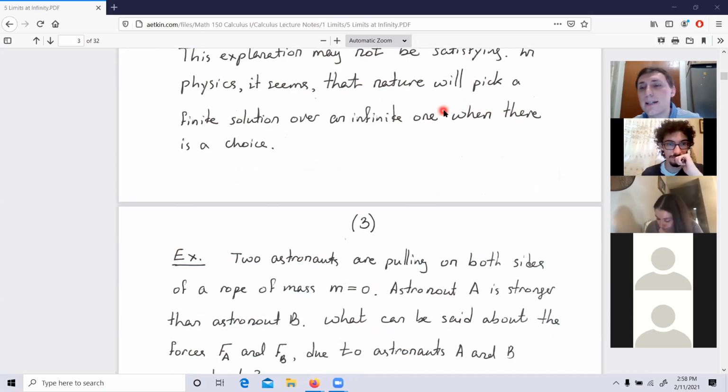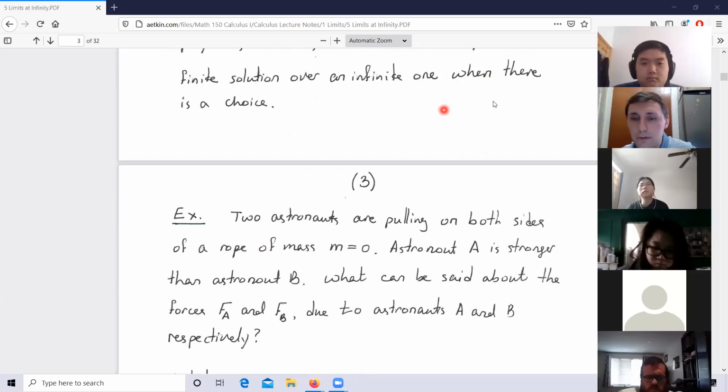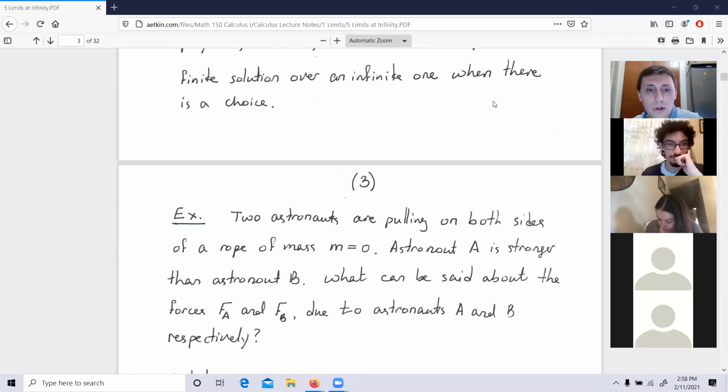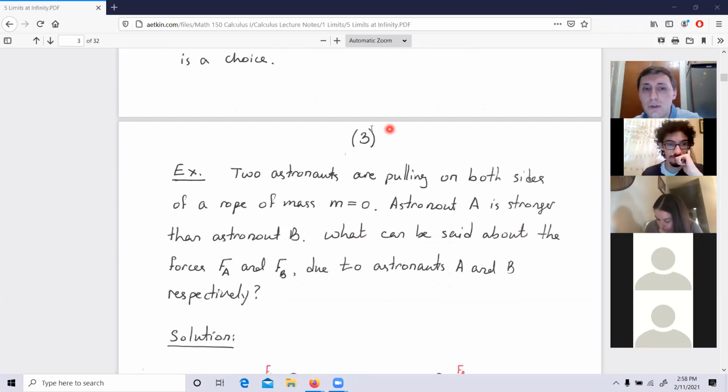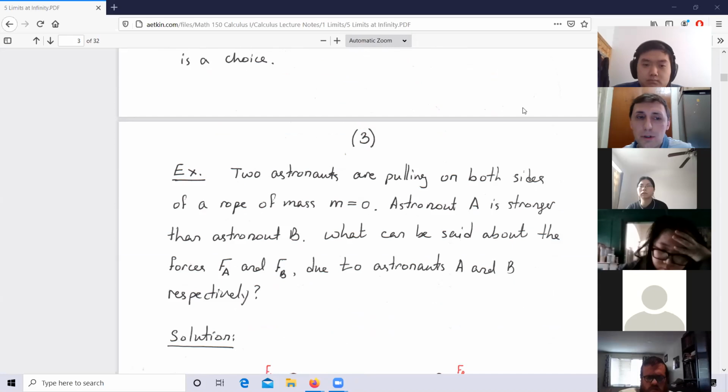Here is an example of what I mean about infinity. Okay. So physics begins here. So you have two astronauts. They're pulling on both sides of a rope, and the rope is of mass 0. The rope has no mass. Imagine you have some sort of strong rope, but it has no weight whatsoever.